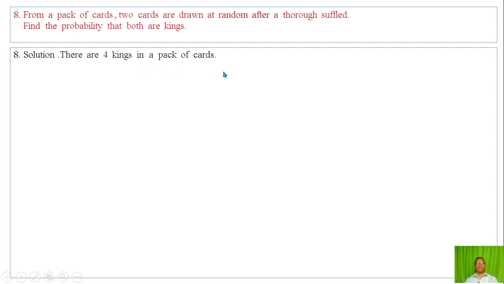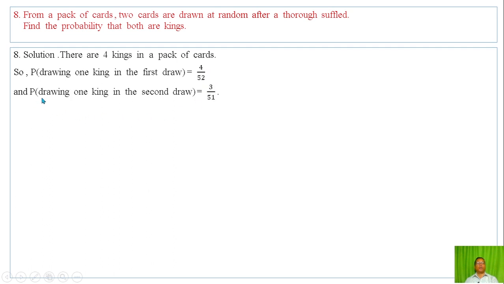There are 4 kings in a pack of cards. So the probability of drawing one king in the first draw is 4 by 52, as there are 4 kings out of 52 cards. And the probability of drawing one king in the second draw is 3 by 51.